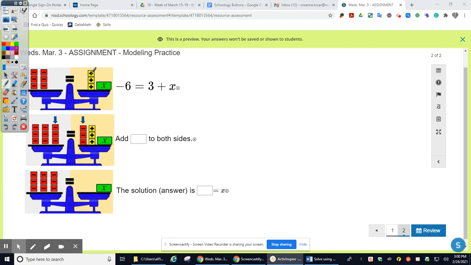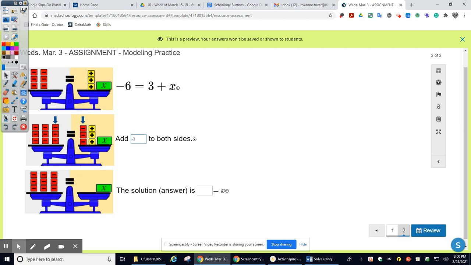So, in order to get rid of 3 positives, we have to add 3 negatives. Okay, what I do to one side, I have to do to the other side. So I'm going to add 3 negatives to the other side. Okay, which is exactly what we did here. Okay, and the second one, you see where they added 3 negatives? So what did we do to both sides? We added 3 negatives. So add -3 to both sides.